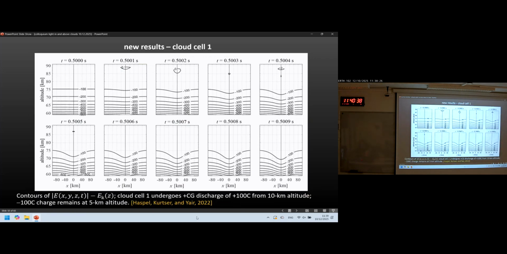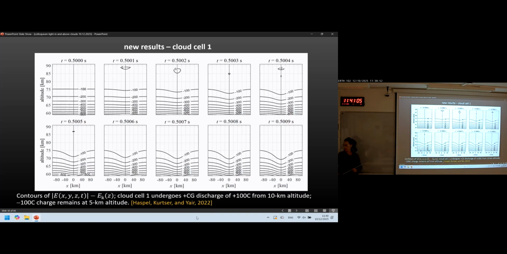Now, let's move on from validation to some new results. I want multiple cloud cells. Here's just one cloud cell. And what I'm showing here is a series of time steps. Anywhere we have this contour of 0 is where a sprite can occur. That's where the field surpassed the breakdown field. You can see right here, a moment after the lightning starts, the lightning is going to start at 0.5 seconds, we start to get an area where a sprite can form, and it evolves a little bit over time.